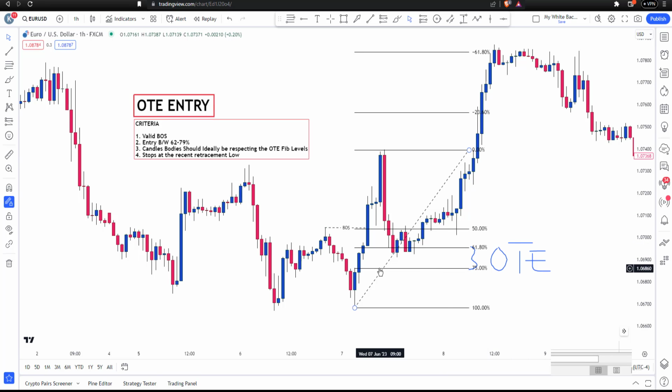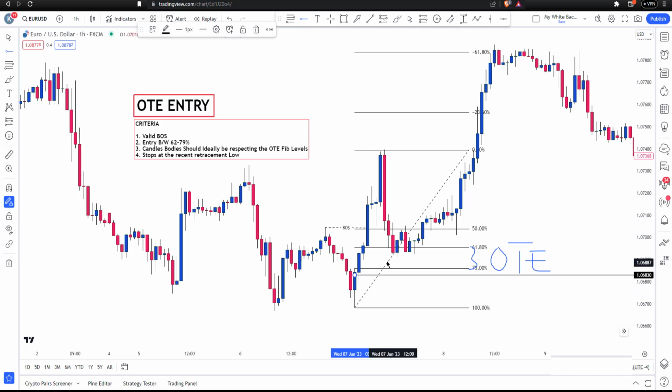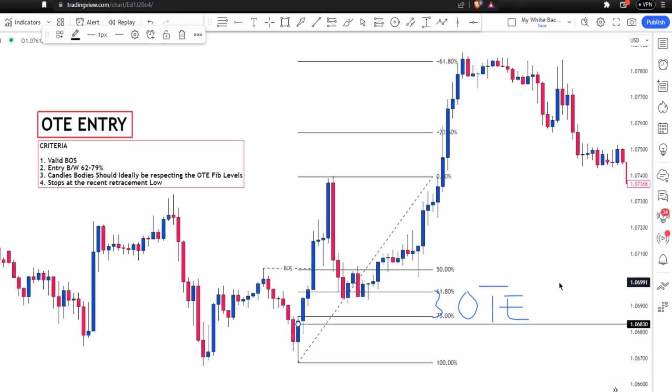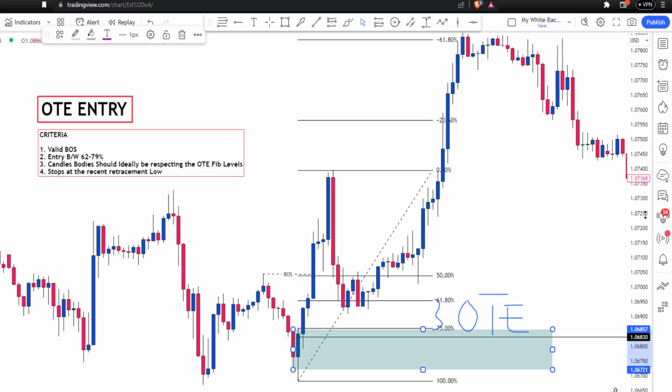That is where your optimal trade entry is. So your 79% is somewhere around here, and this is so accurate. You're going to see it time and again. Many of the times, if you come to take a trade, you will either see an order block in that area or a fair value gap, and that is where the optimal trade entry is. Just like I told you, this is just a summary of everything about OTE.